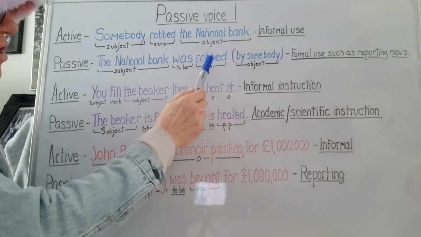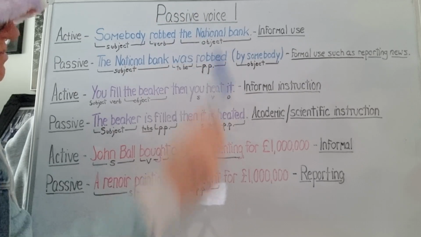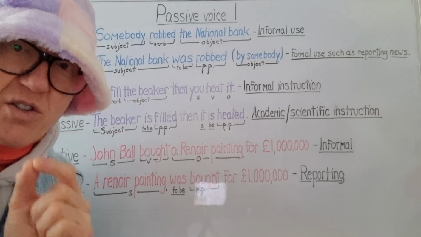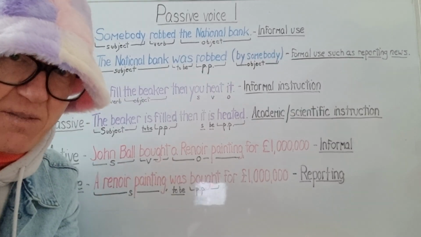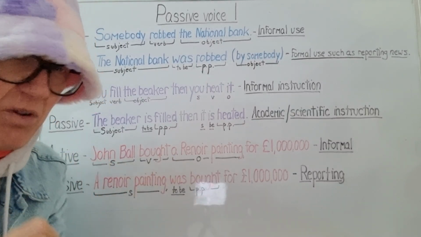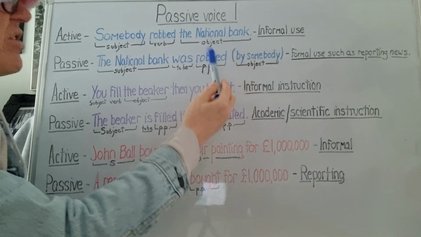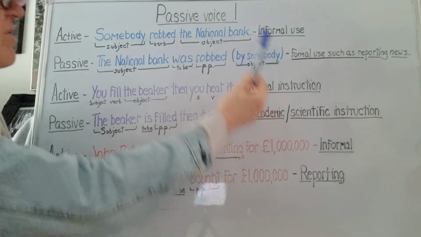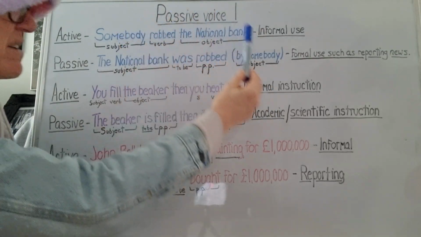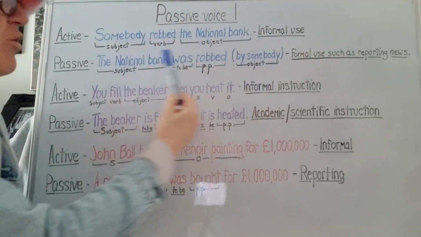Regular verbs always have the same past simple and past participle. There may be one or two verbs that use an irregular past participle, but that's not the point here. Now, when you use passive voice, the preposition is by, and then the original subject of the active sentence, by somebody. But there's no point here.